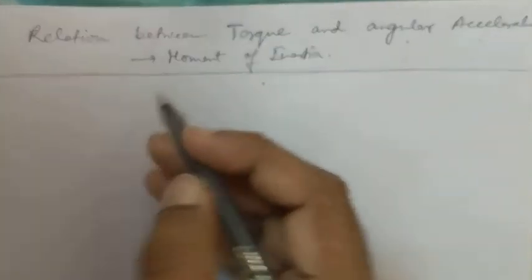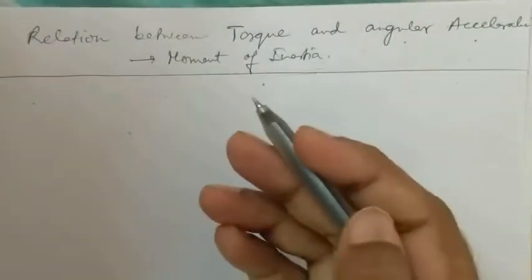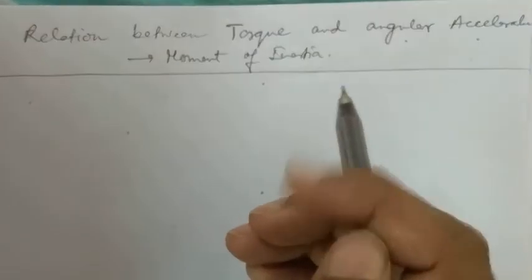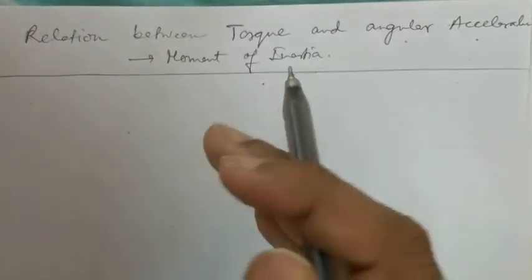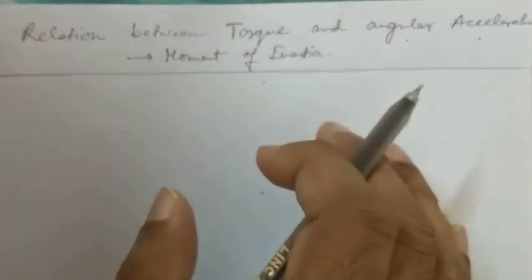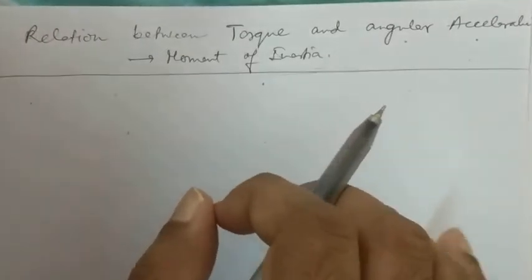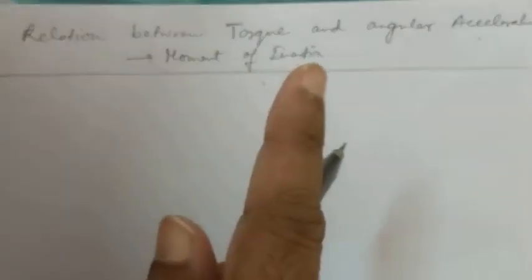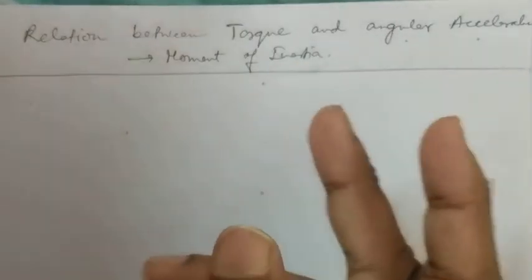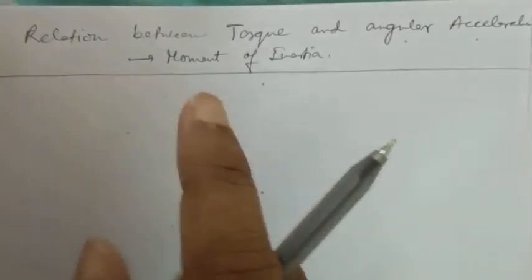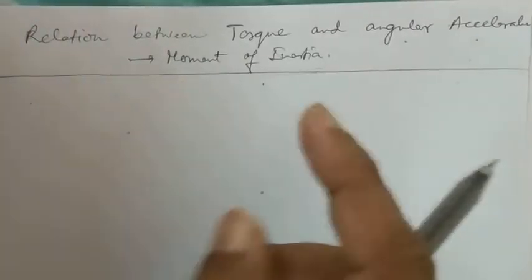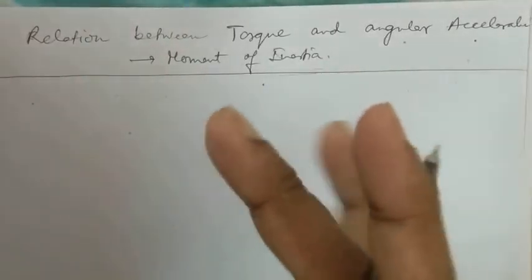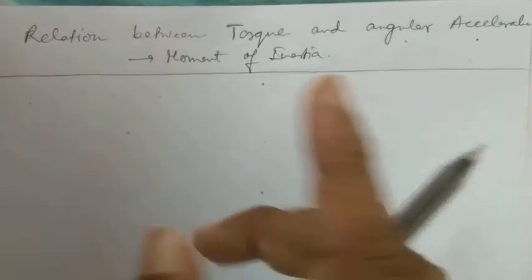We all know that when a force is applied on a body, a linear acceleration is produced in the body. Similarly, when a torque is applied on a body, an angular acceleration is produced in it. So it can be said that torque plays the same role in rotational motion as force in the case of linear motion. That is why torque is known as the rotational analog of force.